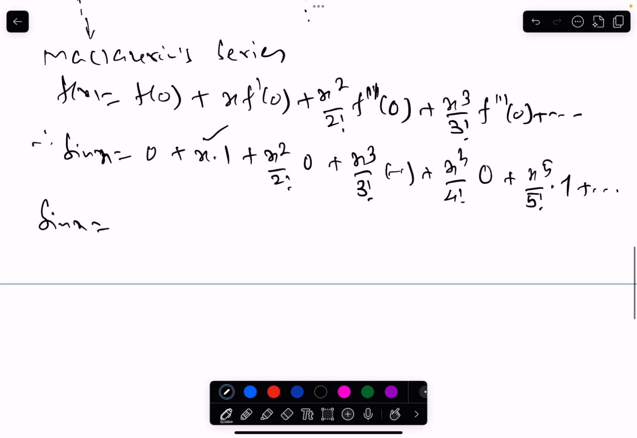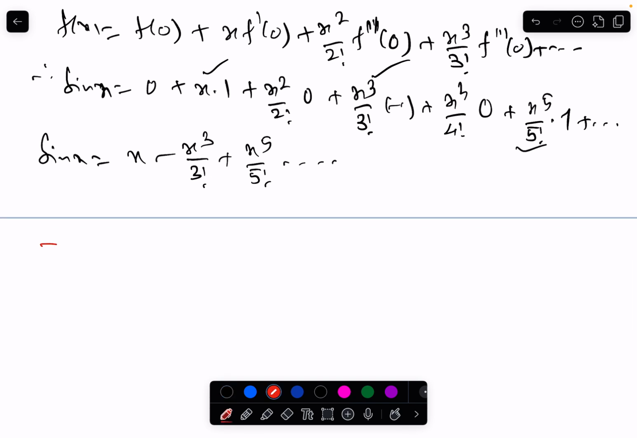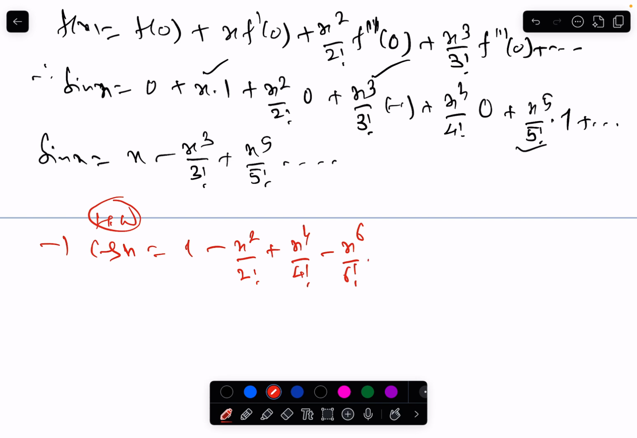So sin x is equal to x, then minus x cubed by 3 factorial, plus x power 5 by 5 factorial, and so on. In the same way, you can obtain the series of cosine x. It is easy, and you can find that it is 1 minus x square by factorial 2, plus x power 4 by factorial 4, minus x power 6 by factorial 6, and so on.